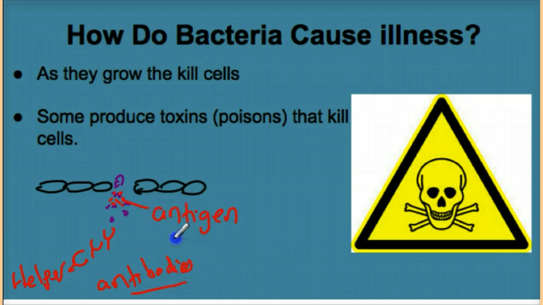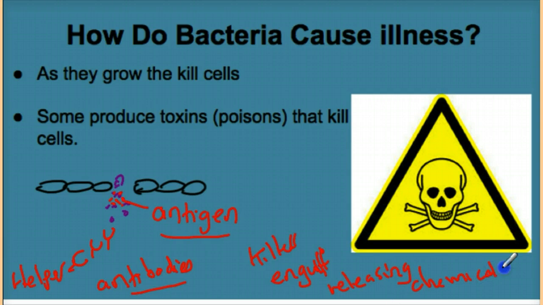And I know right now you're like, wait a minute, doesn't the same thing happen when a virus enters our body? Yes. Our immune system works very similarly in getting rid of all pathogens. The helper cell will detect the antigen, it will release antibodies, and then it will send our killer cells, or neutrophils, or phagocytic cells, also to either engulf or kill the pathogen by releasing chemicals.